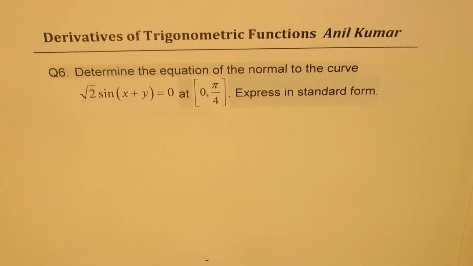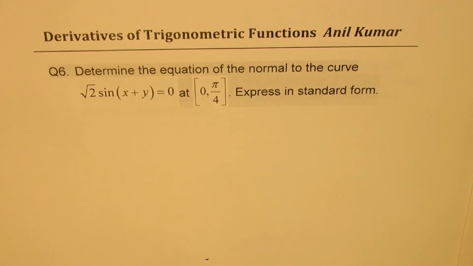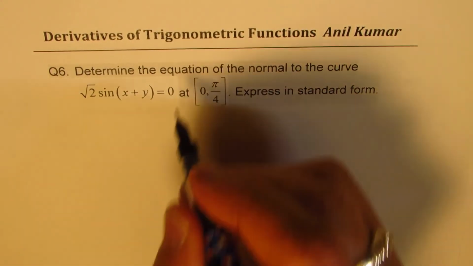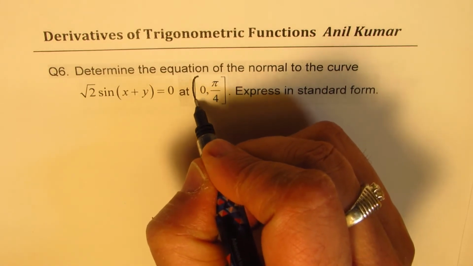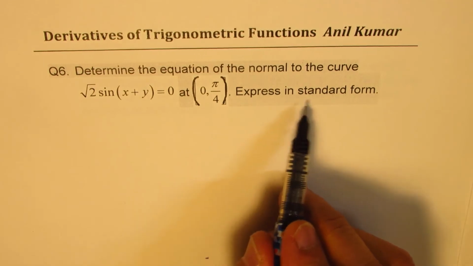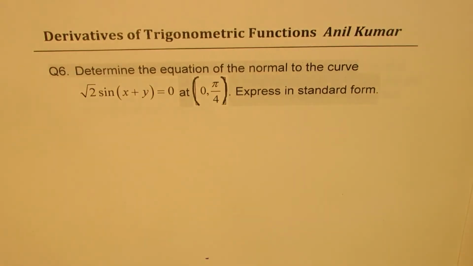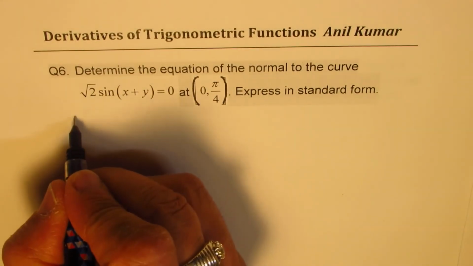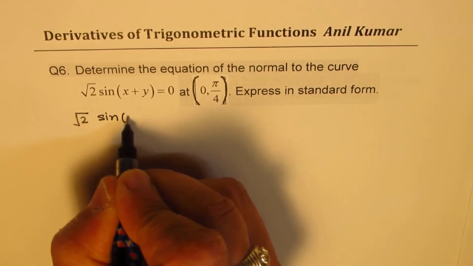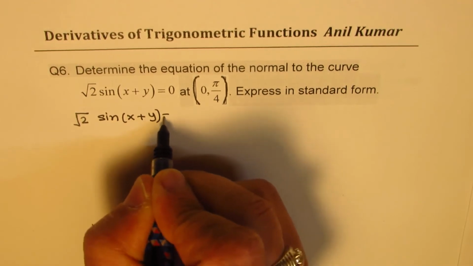Question number 6. Determine the equation of the normal to the curve square root 2 sine x plus y equals 0 at the point 0, pi by 4. So this is a coordinate point, right? At this point, expressed in standard form, the equation of line, correct? So we are given the function which is square root 2 sine of x plus y equals 0.